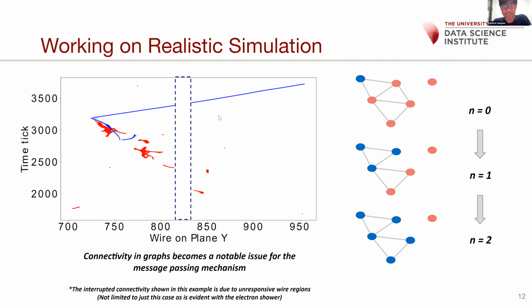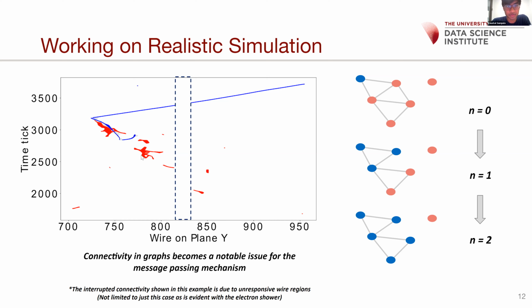Because of this unresponsive dead wire region, since we so heavily rely on this message passing mechanism, information from the left-hand side of the graph will never travel to the right, because with message passing, disconnected components of our graph will never be able to talk to each other. This becomes an issue because then it's harder for the models to get greater context information of the entire graph. The interrupted connectivity here is due to an unresponsive wire region, but it's also not limited to just this case.